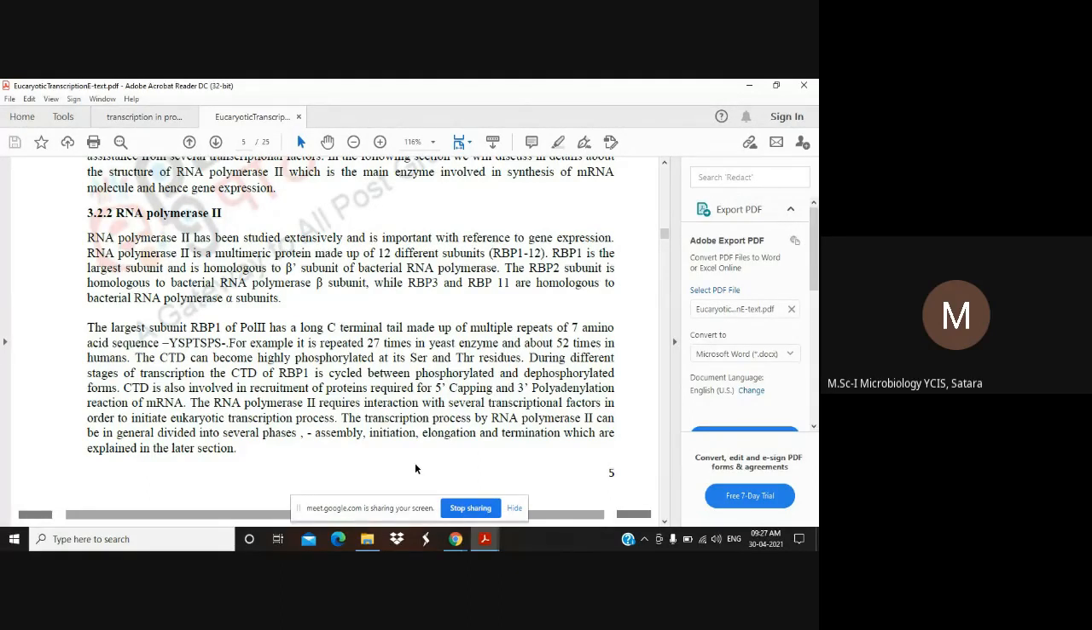And which is the enzyme responsible for phosphorylation? Kinase. Kinase enzyme, yes. So this kinase enzyme function is played by the TF2H.